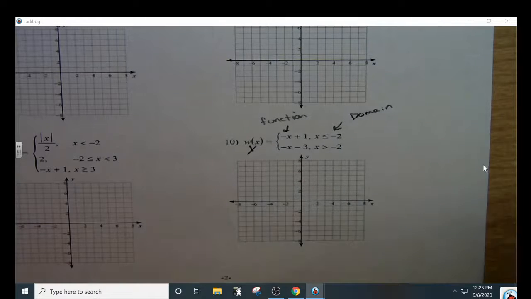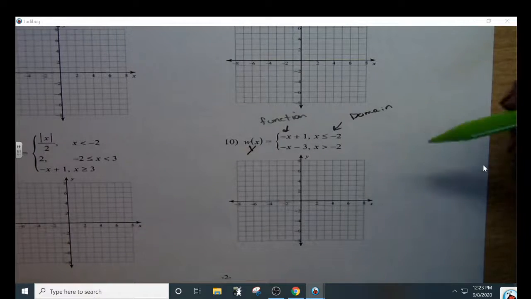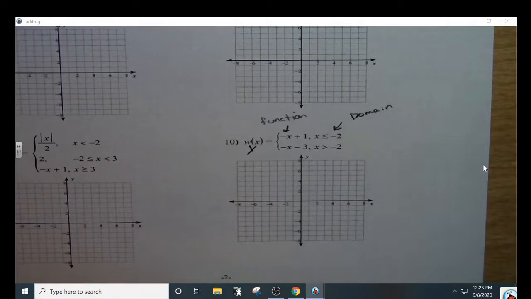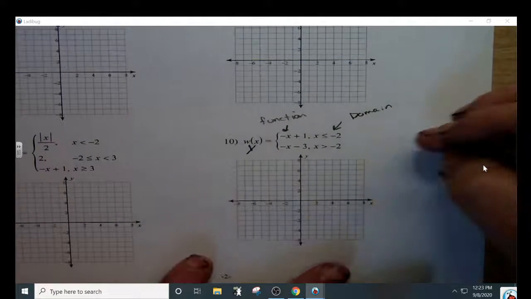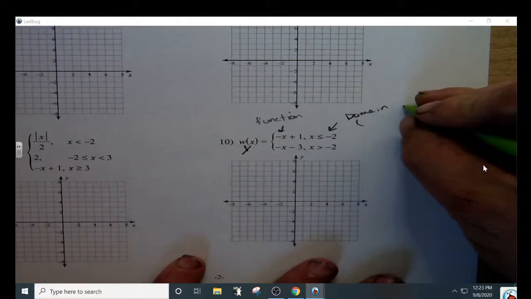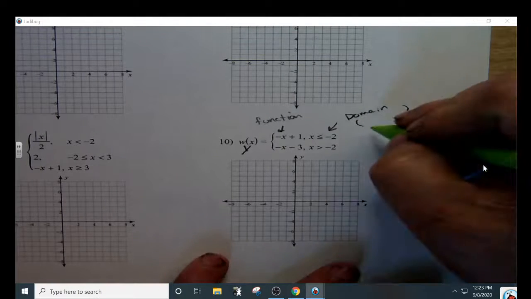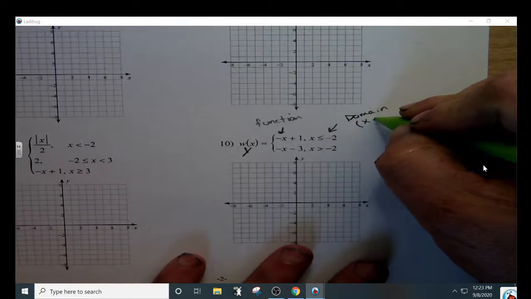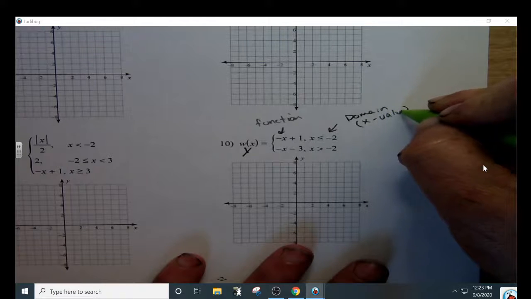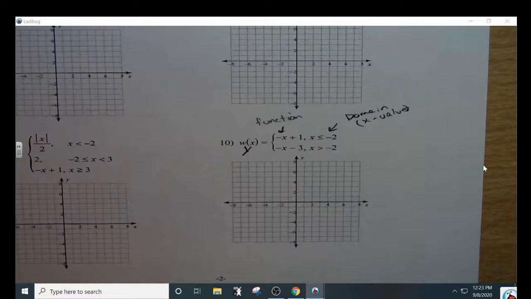domain. Now, guys, domain, going all the way back, probably 7th, 8th grade, domain is a math way of saying what variable. Another name for domain is what? Something real simple. Domain is nothing but your x values. Remember, domain's x values, range is y values.